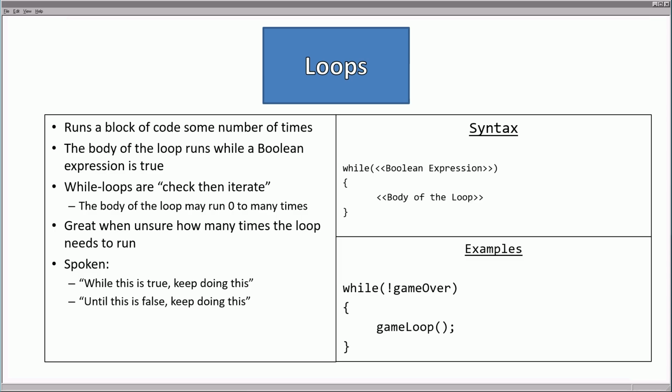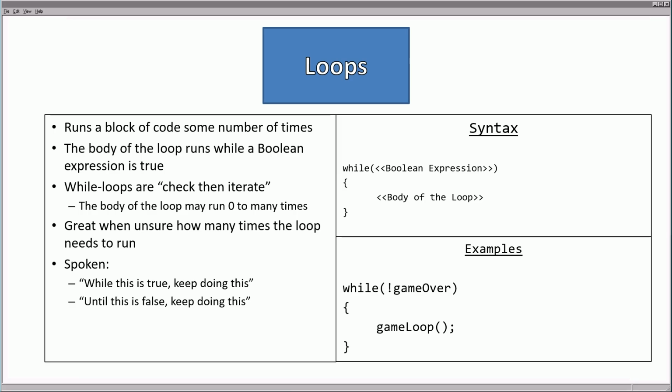One very common loop is called the while loop, and these are check then iterate types of loops. So in other words, while this Boolean expression is true, you run the body. However, if this Boolean expression is false from the beginning, the body is completely ignored. So the body of a while loop may run 0 to many times.